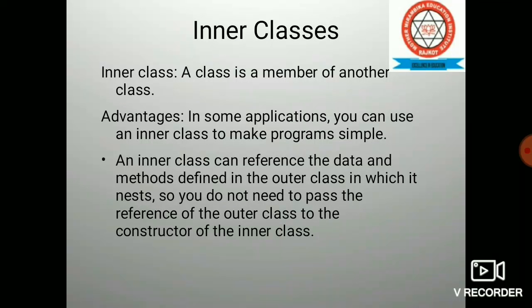Next is the inner class. An inner class is a member of another class. An inner class can reference the data and methods in the outer class in which it is nested. So you do not need to pass the reference of the outer class to the constructor of the inner class. Or in other words, an inner class is defined within the scope of an expression or another class. Therefore, it has access to the variables and methods in that scope.